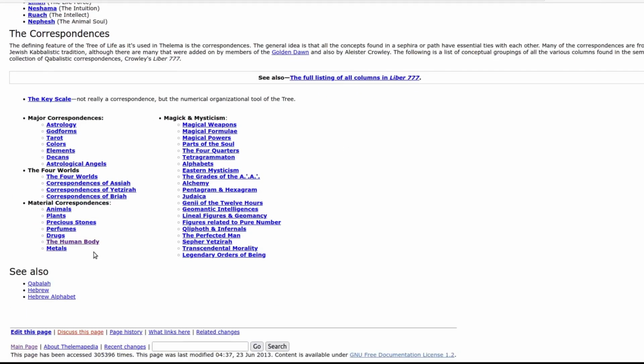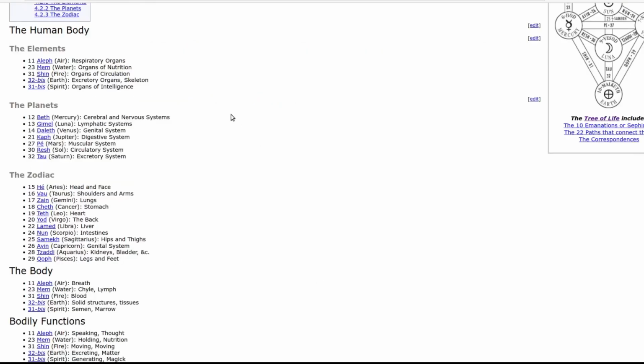Now what I'm actually interested in here is the human body. You've got some other ones like drugs, metals, perfumes, stones, animals, plants. I'll go through some of those, but just for now I want to look at the human body. So here we are. You can see the 5 elements here.